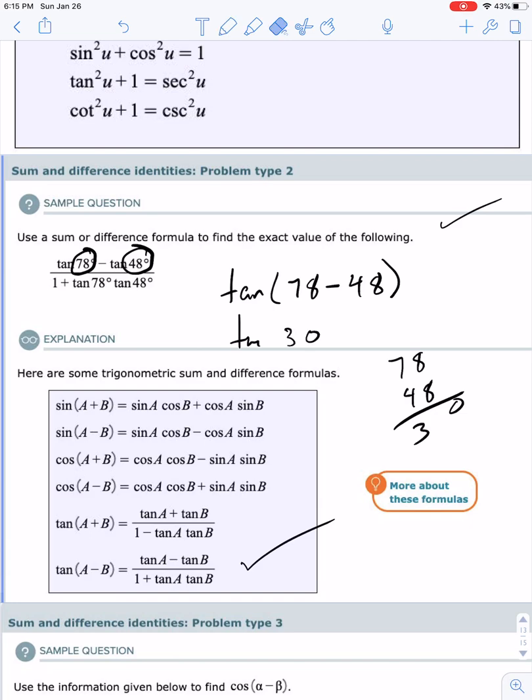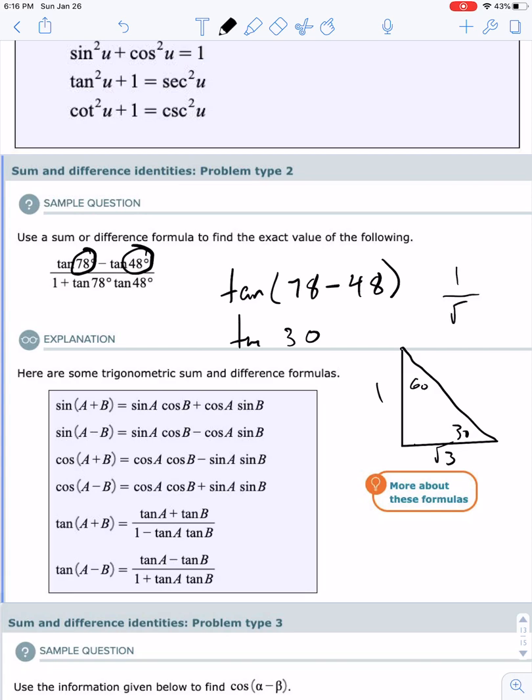So again, that's one of our special right triangles. We knew that it was going to be that because anytime the problem says exact, it's telling you no calculator. So let's find the tangent of our 30-degree angle here. Opposite 30 is 1, opposite 60 is root 3. Tangent is opposite over adjacent. So that's 1 over square root of 3. Or if we rationalize the denominator, we would multiply by root 3 over root 3, which gives us root 3 over 3.